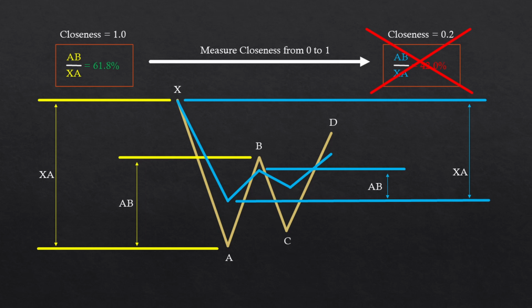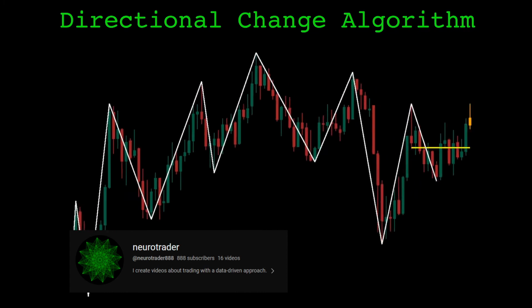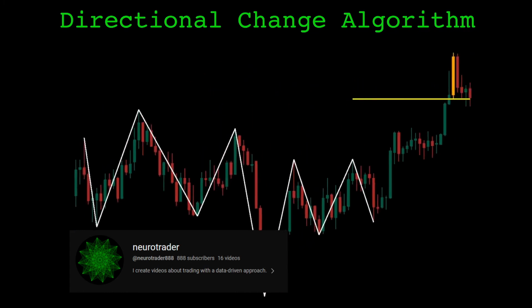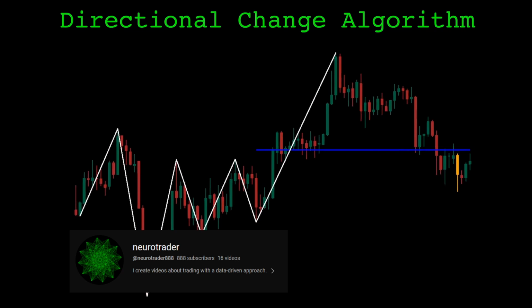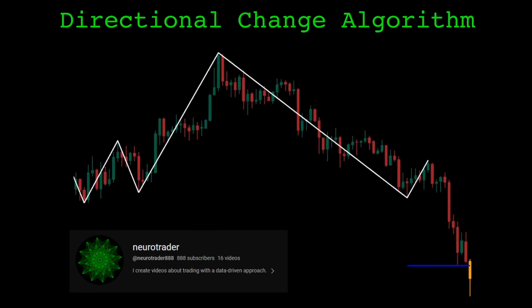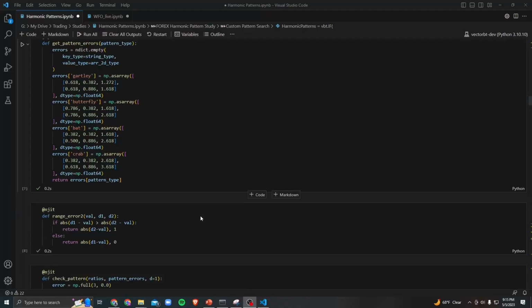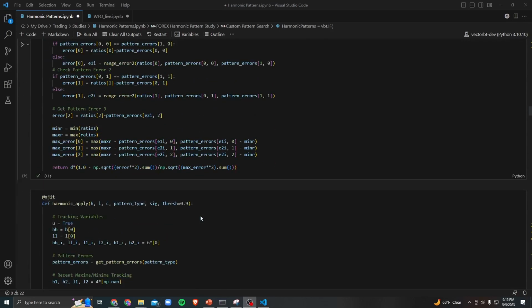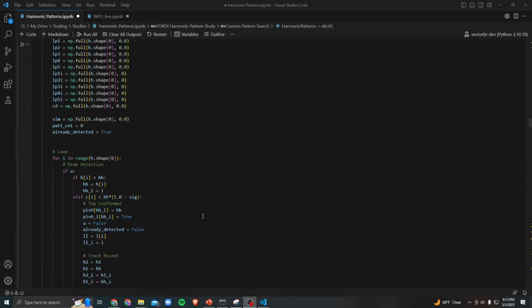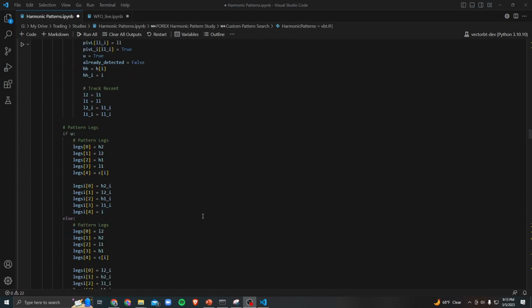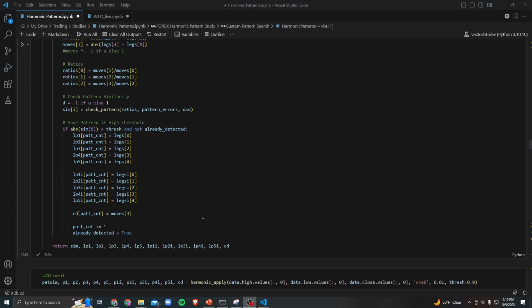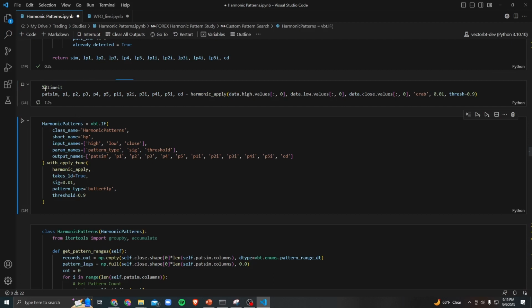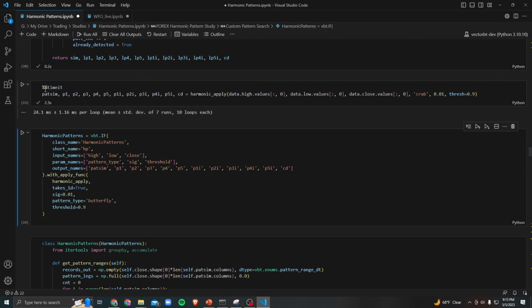Additionally, we will avoid the look-ahead bias by always assuming that the most recent price is the D point in the pattern. We can accomplish the first part by using the directional change algorithm detailed here in an excellent video by Neurotrader, which I highly recommend you check out. We can achieve the second part using these custom functions I wrote for the Vectorbt library, which are optimized to be fast enough to detect all of the harmonic patterns over a 20-year period in about 24 milliseconds.